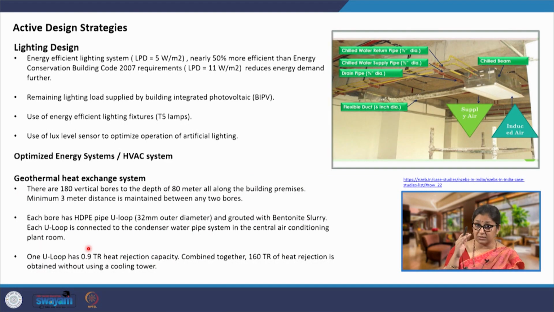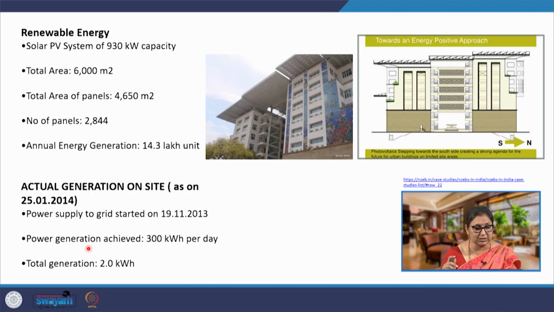are other strategies, lighting design, optimize energy systems. There is also a geothermal heat exchange system that has been installed in this, and 180 vertical bores to the depth of 80 meter all along the building premise, they have been provided to provide for this geothermal heat exchange system. So, before running the HVAC, the pre-cooling and preheating is done using the geothermal heat exchange.